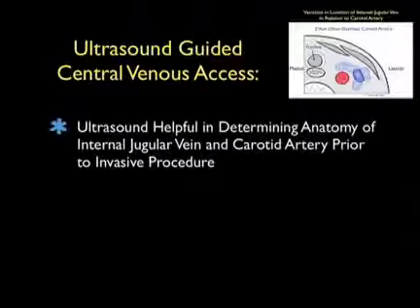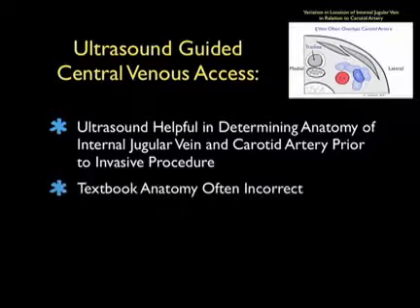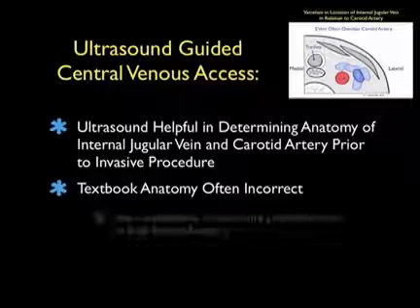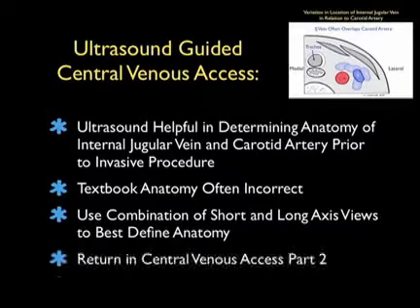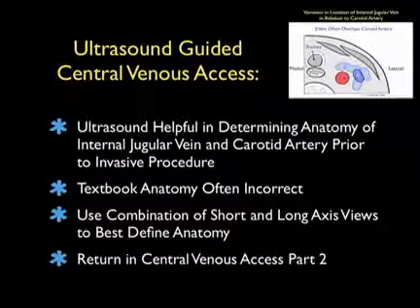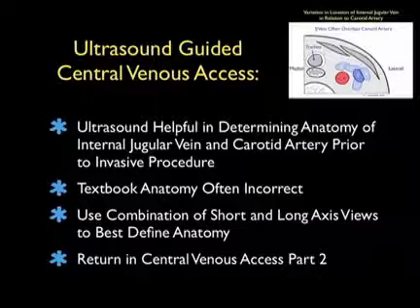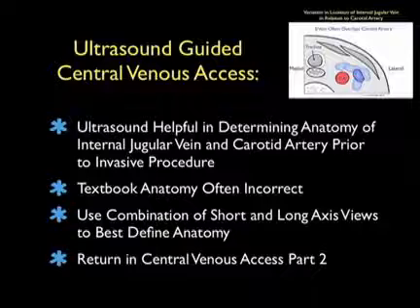In conclusion, thanks for tuning in for part 1 of ultrasound-guided central venous access. I hope I've been able to drive home the point that ultrasound is very helpful in determining the relative anatomy of the internal jugular vein and carotid artery prior to an invasive procedure, as the textbook anatomy of the vein to artery is often incorrect. It's best to use a combination of short and long axis views prior to a puncture attempt to best define the anatomy.